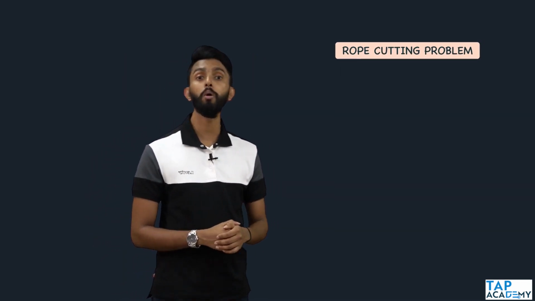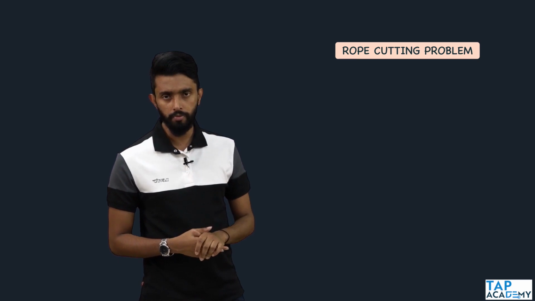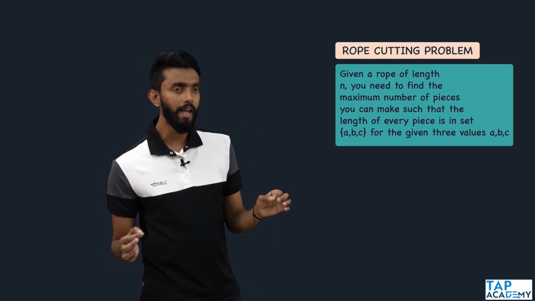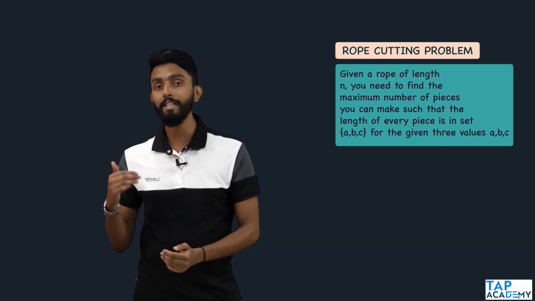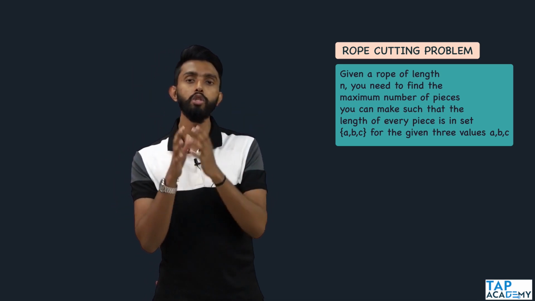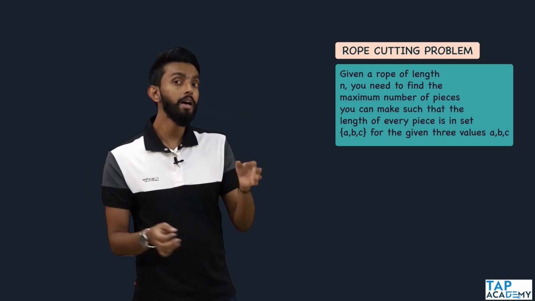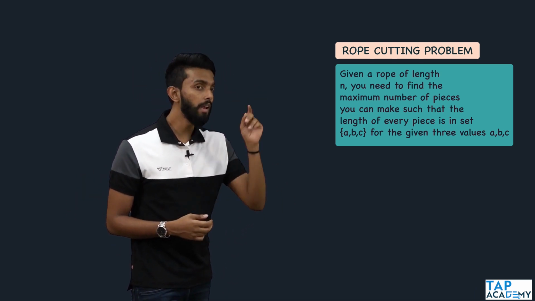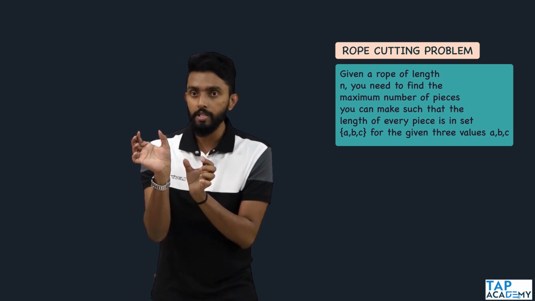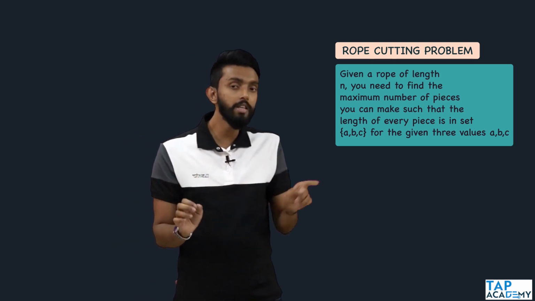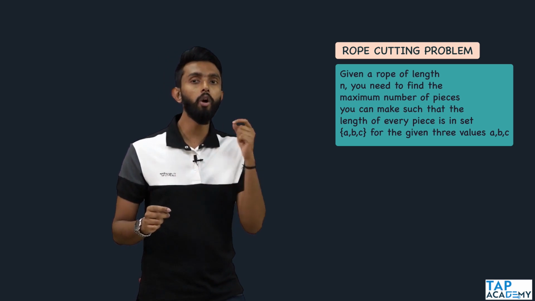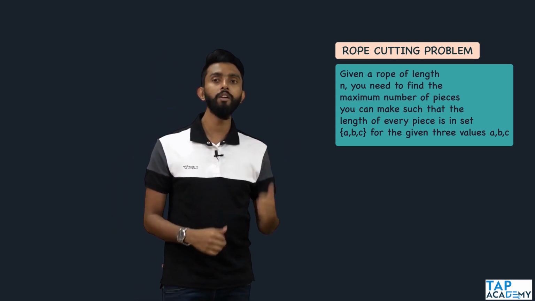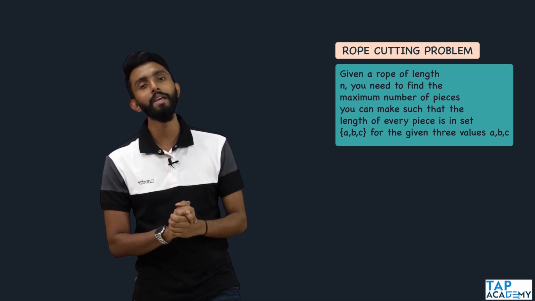Today we are going to be discussing another commonly asked question in any DS Algo interview called the rope cutting problem. Now what does the problem say? This is how the problem is defined. Given a rope of length n, you need to find the maximum number of pieces you can make from the rope, such that the length of every piece is in the set a, b, c for the given three values of a, b and c.